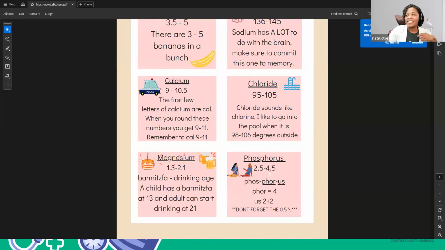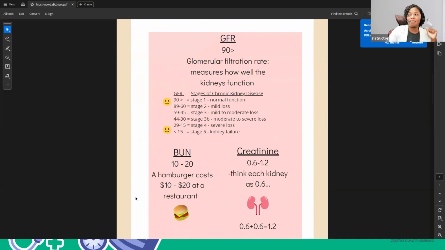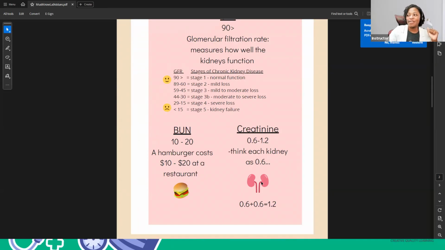It's also giving you the option to remember some of your renal labs and some tips to remember those, which is good. This is where I got the BUN: 10, 12, $20 at a restaurant for a burger. You think each kidney is 0.6, 0.6 equals 1.2. So that's the range for your creatinine levels on your kidneys.